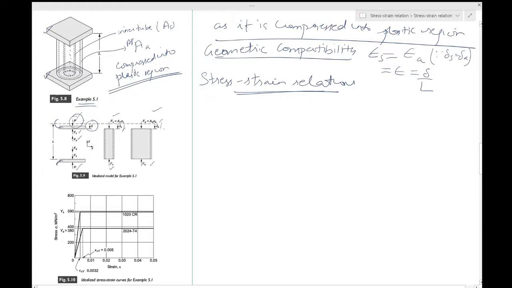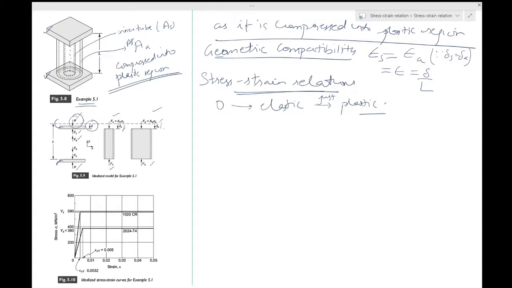So this is the objective. You want to start from zero, take it to the elastic region, which it will automatically, and it will just come into the plastic. And this should happen when both the materials, both the steel and the aluminum, are actually in the plastic region.